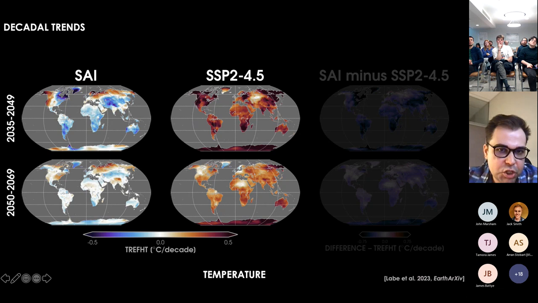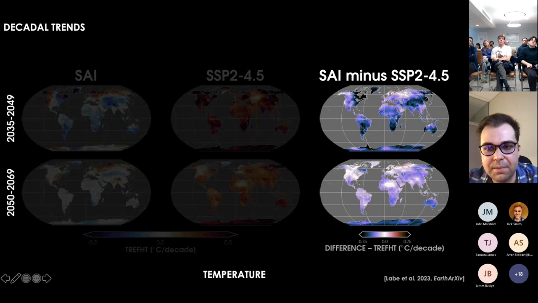So what you're looking at here is temperature trends. This is the ensemble mean, but I really want to highlight just how much variability is in these simulations where there's only a moderate forcing. The top row is for the early period of this set of simulations, and the bottom row is a later period. You can see there is cooling in general for the SAI column, but not all regions are cooling. That's due to the climate variability. But in the SSP 245, most regions are warming.